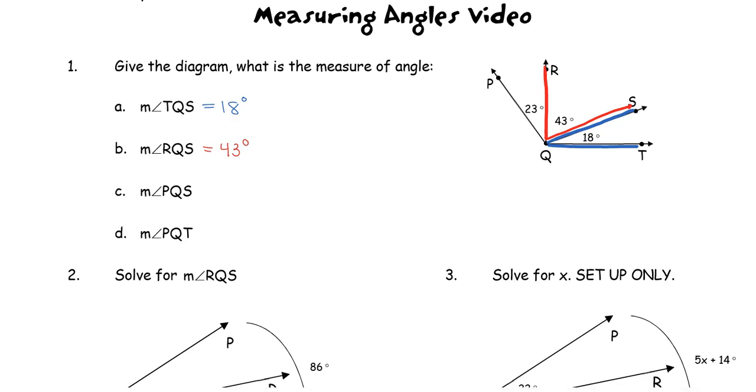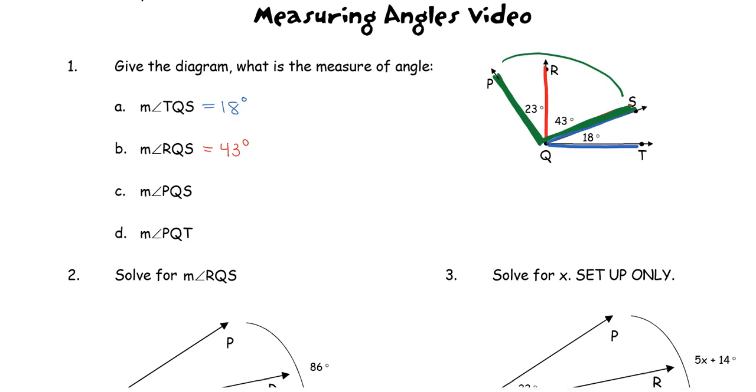PQS. This one's getting a little more difficult. So if I'm going from P to Q to S, as I trace that pattern, I notice that I'm looking at this big angle here. This big angle PQS is this entire thing.